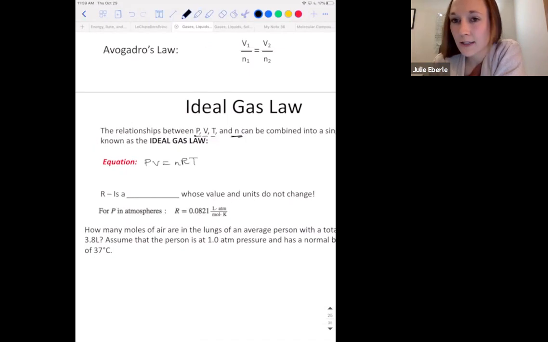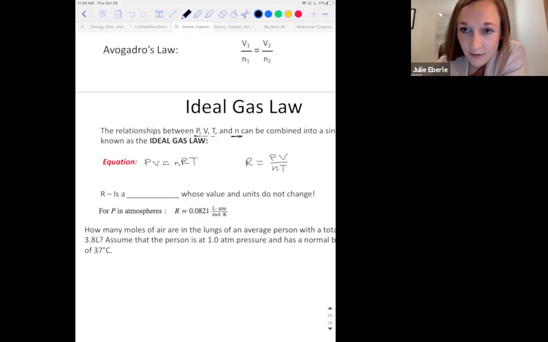You also might see it written in your book another way. It might say R equals PV over nT, but this is the same thing. We've just moved n and T to the other side of the equation. This is the same thing. So if you see this one in your book, just know it's the same as PV equals nRT. They just move the variables around.